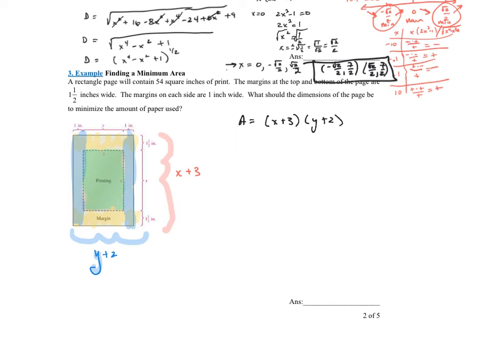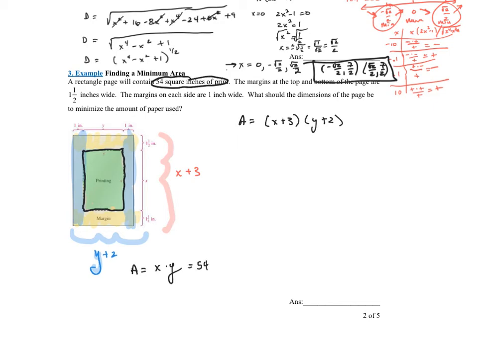What's our issue with that? Again, it's in terms of 2 variables, so that won't work. So what we need to do then is think about, is there any other given information? Well, the other given information says it has 54 square inches of print. So the printing area is just this interior rectangle right here. That interior rectangle is length x, width y. So it's x times y. And I know that has to be 54 inches.